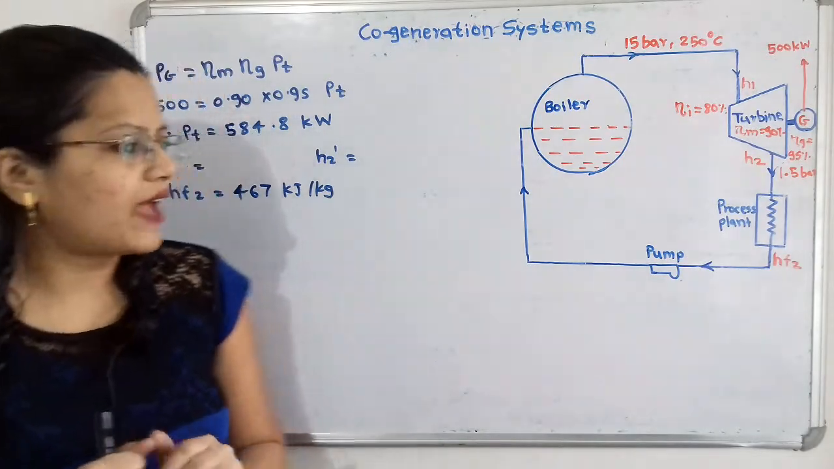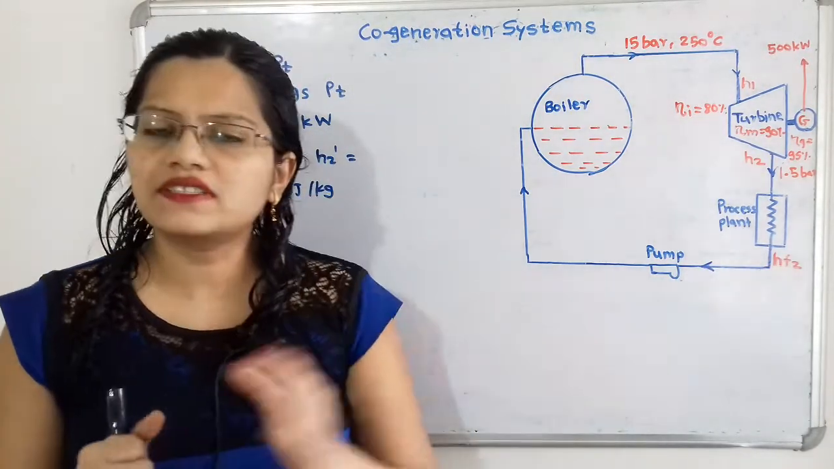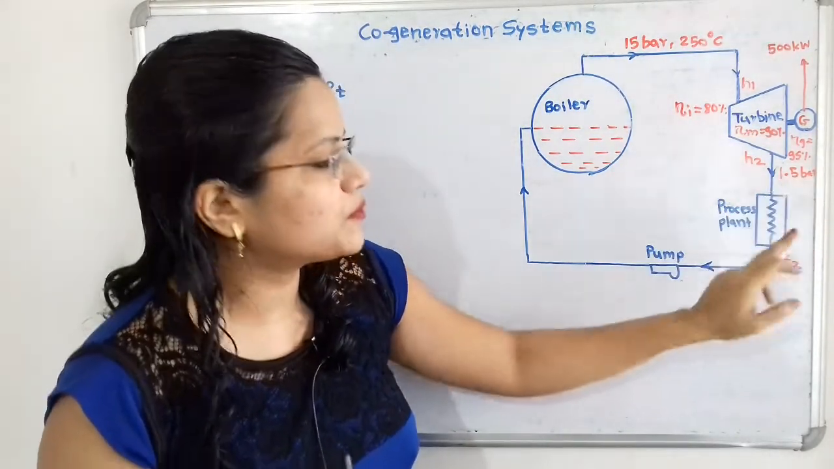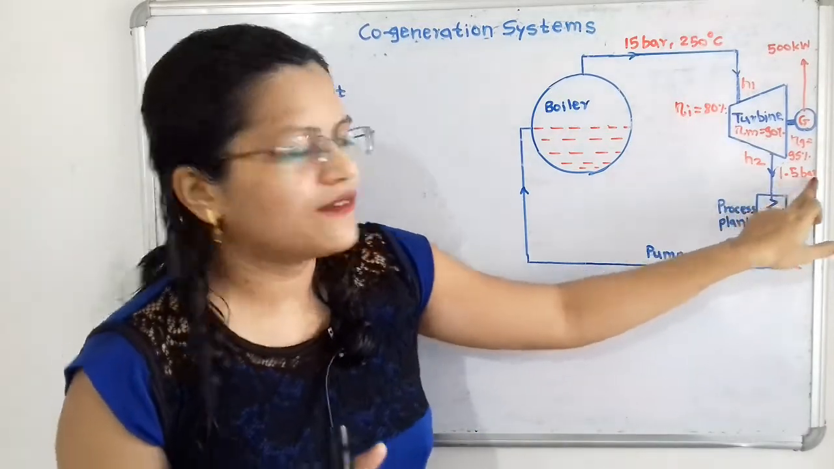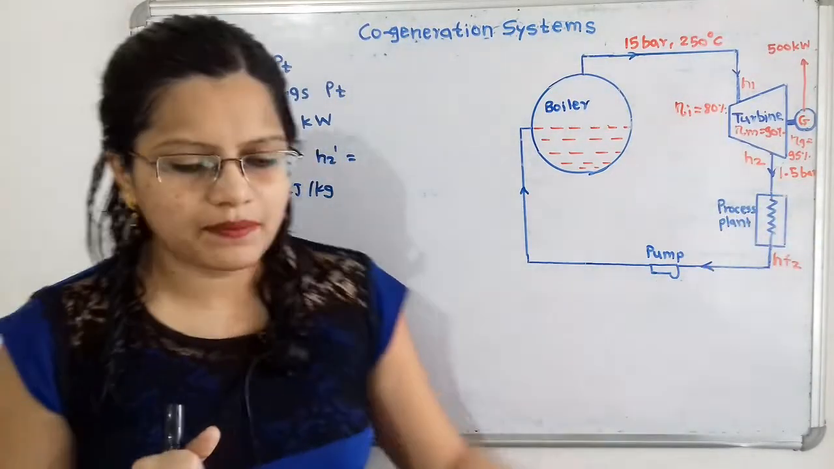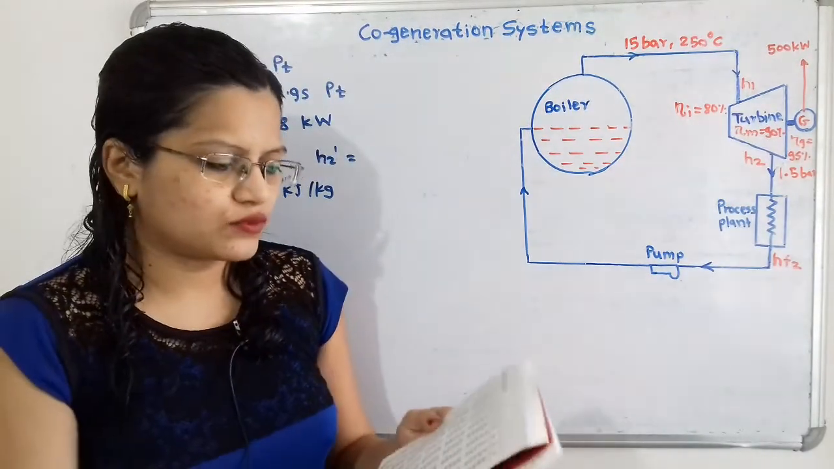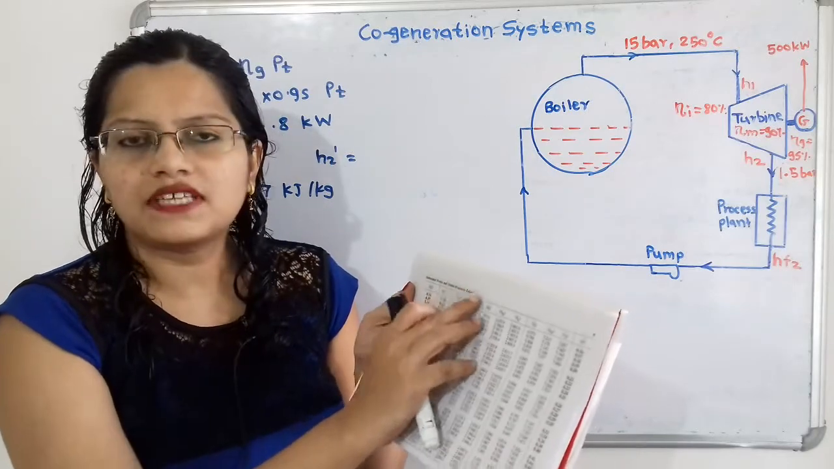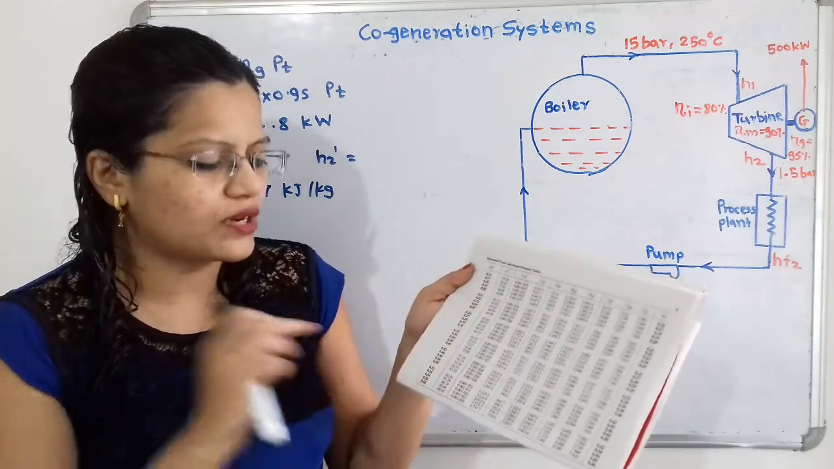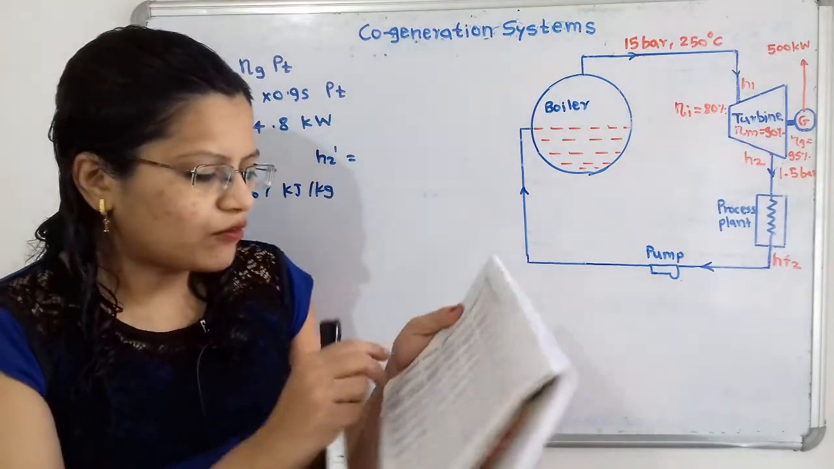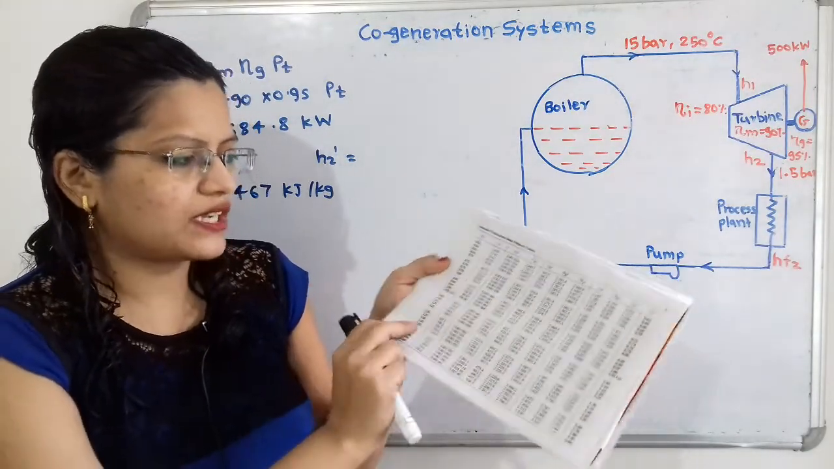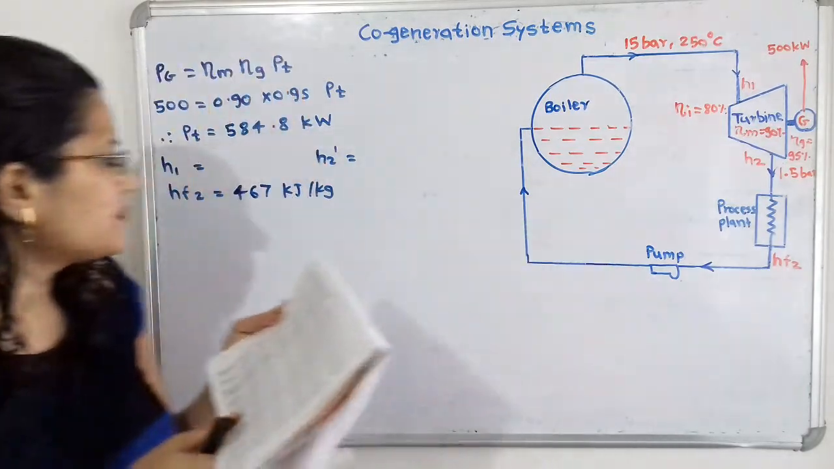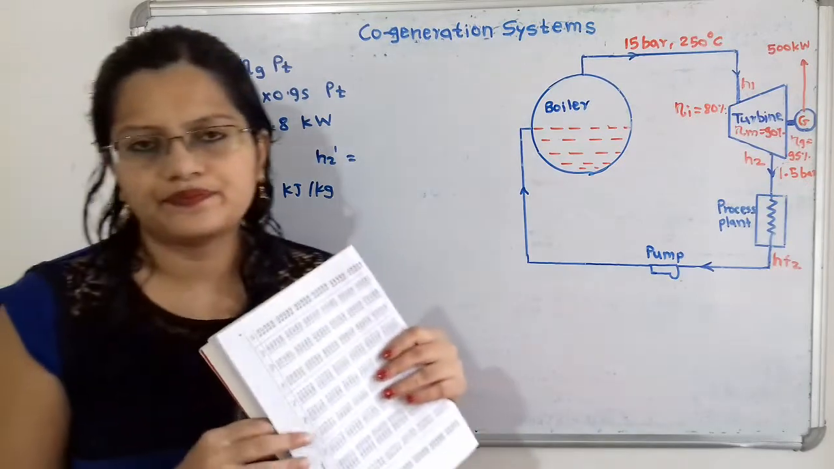find out the value of hf2 with the help of the steam table. Now we know that the pressure will remain the same throughout this process plant, that is 1.5 bar. So at 1.5 bar pressure, what is the value of hf2? Here we will use the pressure table, that is saturated water and steam. Inside the bracket there is pressure, and in the first column pressure is given. So we have to find 1.5 bar pressure, and here is 1.5 bar, and we find the value of hf, that is 467 kilojoule per kilogram.